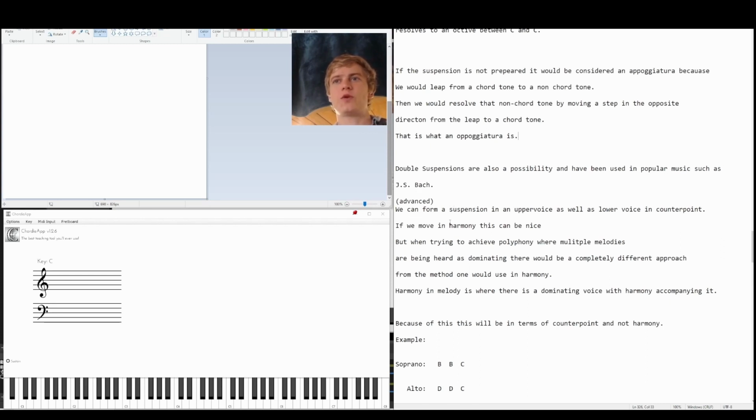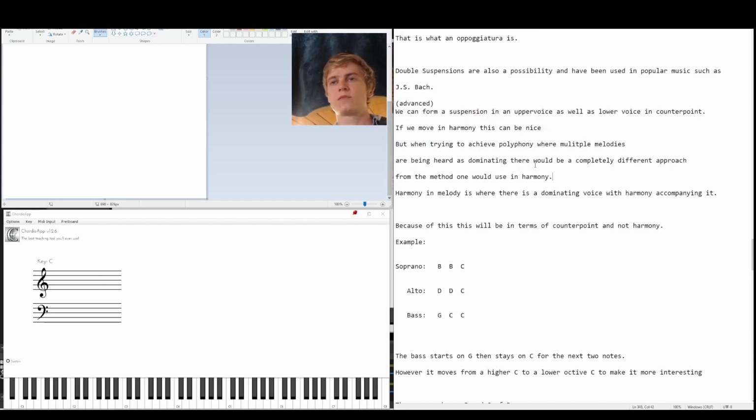Bach. We can form a suspension in an upper voice as well as a lower voice in counterpoint. If we move in harmony, this can be nice. But when trying to achieve polyphony, where multiple melodies are being heard as dominating, there would be a completely different approach from the method one would use in harmony. Harmony in melody is where there is a dominating voice, the melody, and then there's a harmony accompanying that.